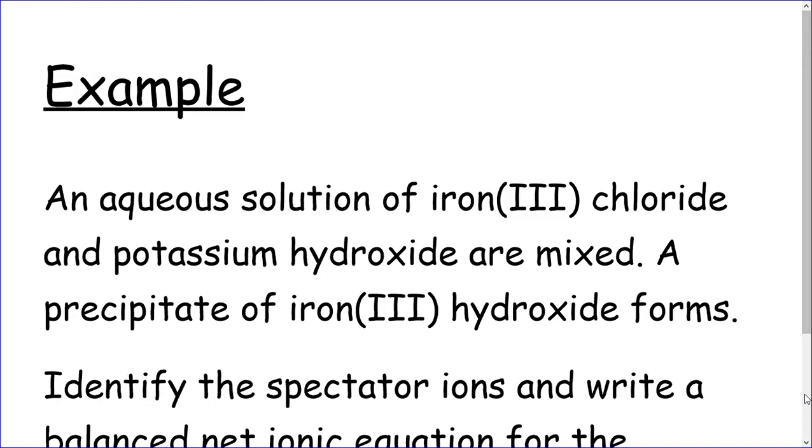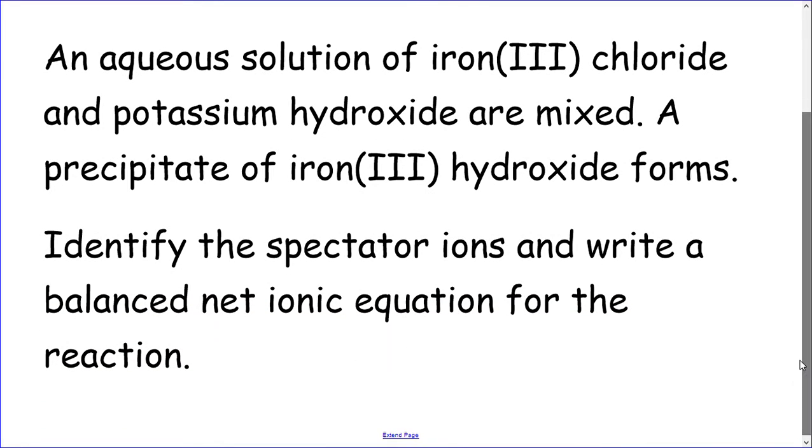So as an example, we've got an aqueous solution of iron 3 chloride and potassium hydroxide, and they're mixed together. A precipitate is formed in the product side, which is iron 3 hydroxide. It wants you to identify the spectator ions and then write out a balanced net ionic equation. So I'll get you to pause the video, give it a try, and come back when you're ready to go over the answer.